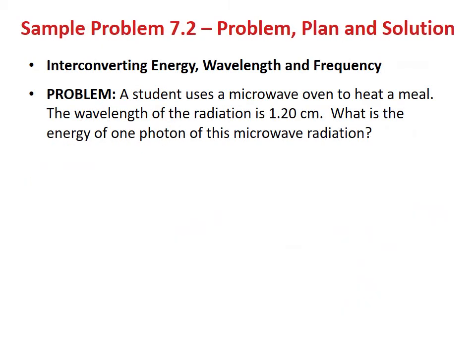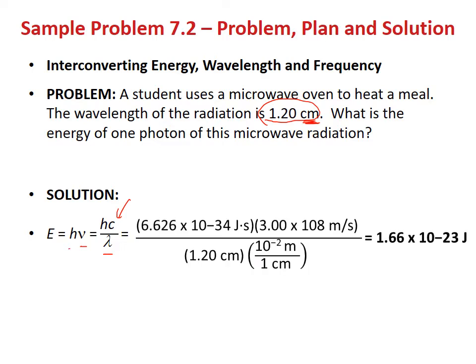Sample problem 7.2. A student used a microwave oven to heat a meal. The wavelength of the radiation is 1.2 centimeter. What is the energy of 1 photon of the microwave radiation? In the last slide, we showed energy is proportional to the frequency, h times nu, or inversely proportional to wavelength, which is h times c divided by lambda. Now, this question tells you the wavelength, so we use this equation. But first, we need to change centimeter to meter.